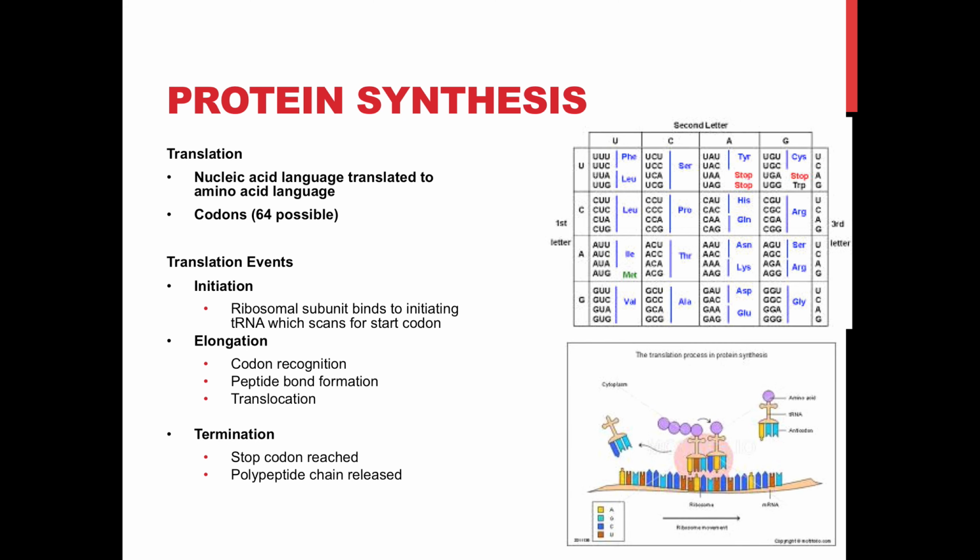Step 2B, peptide bond formation. Once the accuracy of the codon-anticodon binding is checked, an enzymatic component in the large ribosomal subunit catalyzes peptide bond formation between the amino acid of the tRNA in the P site and that of the tRNA in the A site. So remember, every piece of tRNA has an amino acid bound to it.